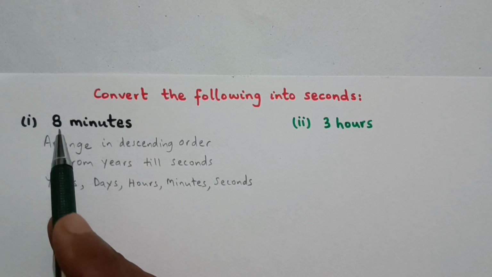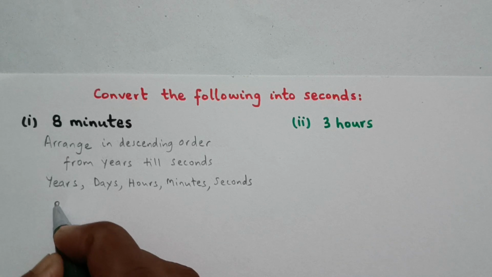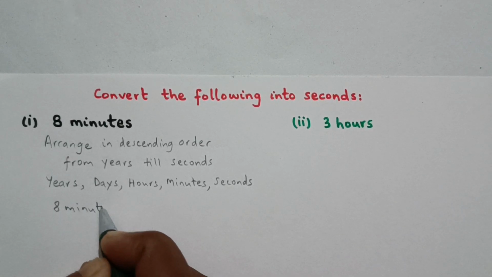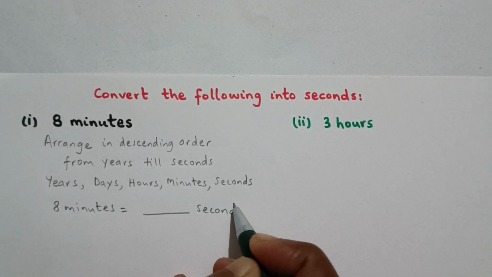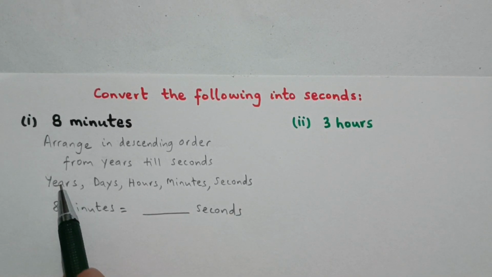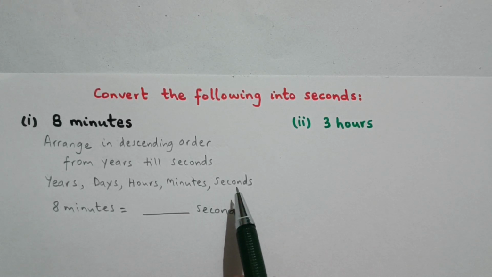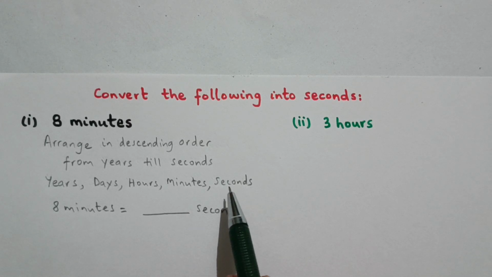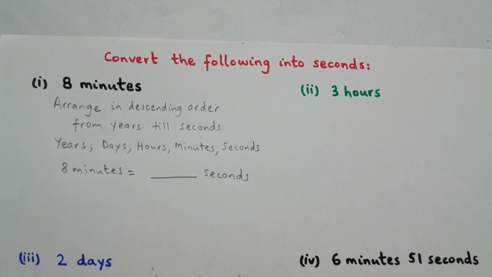Now here we have to convert 8 minutes into seconds. So 8 minutes is equal to how many seconds? So in this order, we have to convert from minutes to seconds. So it is one step. From minutes to seconds is one step of conversion in this descending order. So now let us do it.